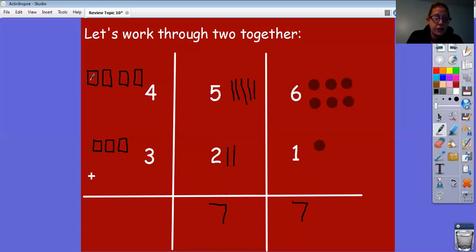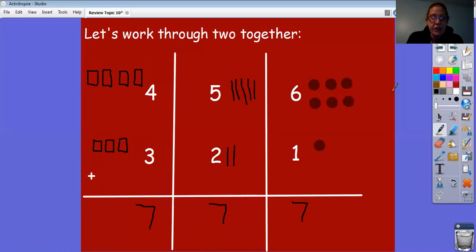And let's count our hundreds. 1, 2, 3, 4, 5, 6, 7. Boys and girls, Mrs. Sherman did not mean to make our answer 777. That all happened by pure luck. When I created these equations, I used dice to create them.